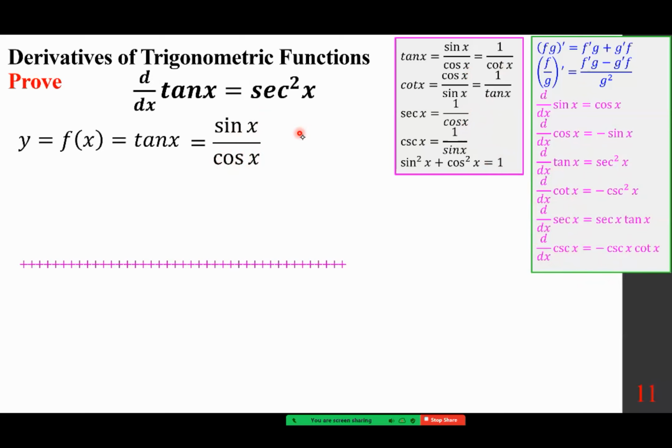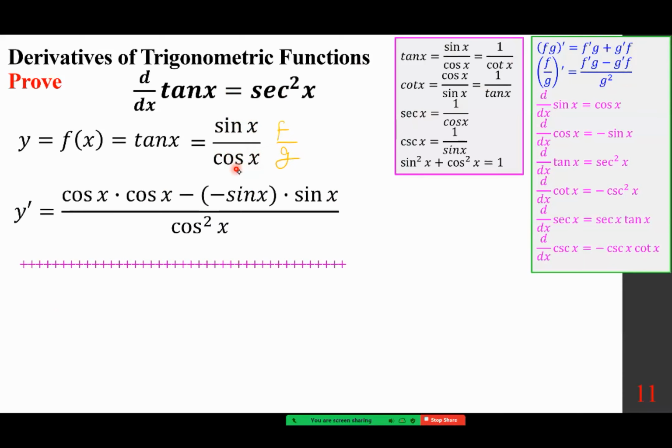How are we going to use that? Just pay attention to this. We are going to call this the f function, and the denominator is the g function. So I need f prime g minus g prime f over g squared. So f prime, the derivative of sine, is cosine times g, which is cosine, minus g prime, the derivative of cosine is negative sine times f, which is sine, over g squared, the bottom squared, cosine squared.